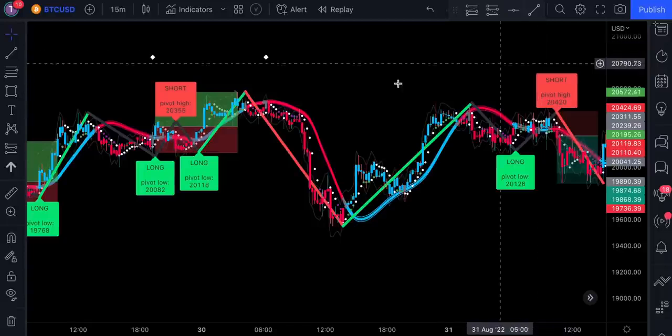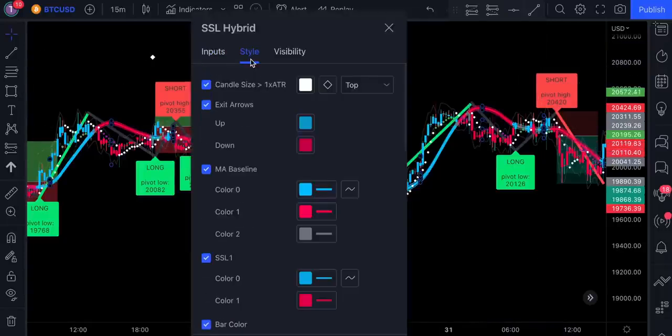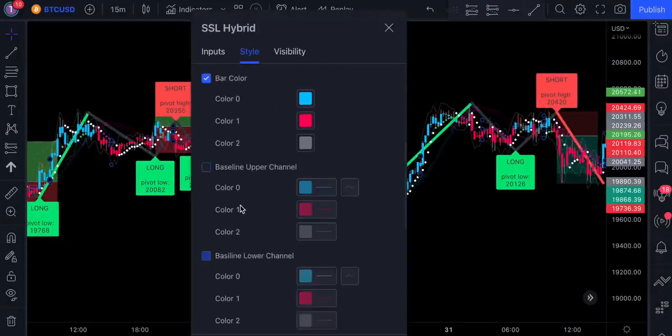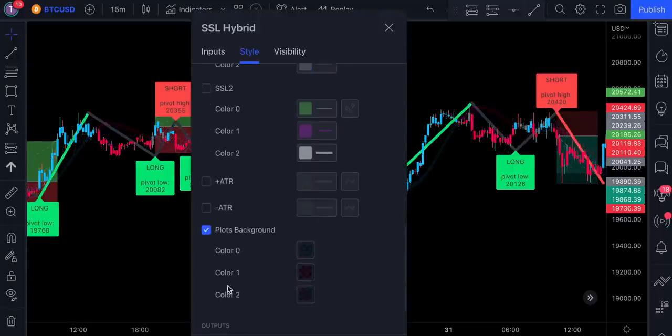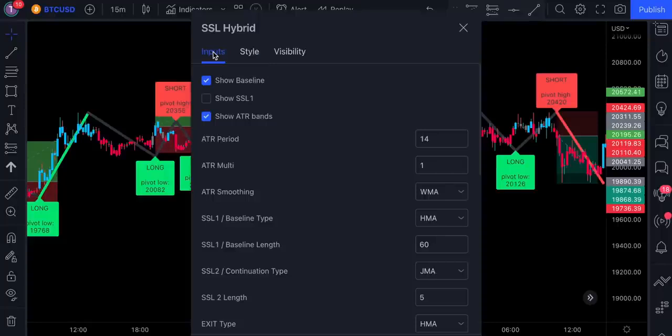Now let's head over to our indicator settings. And in the start section, let's disable everything except for these bar colors. In the input section, we want to change the baseline length from 60 to 200.